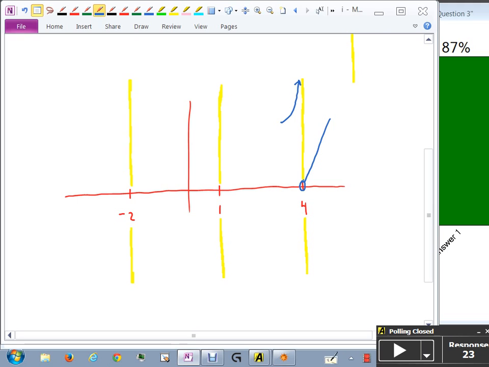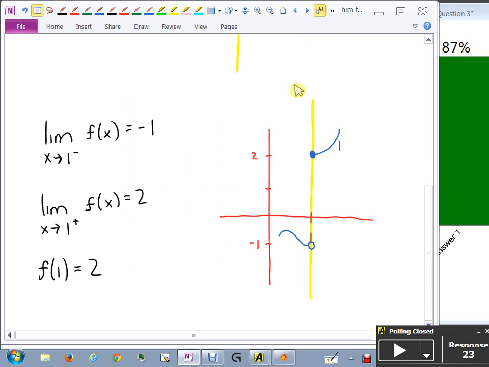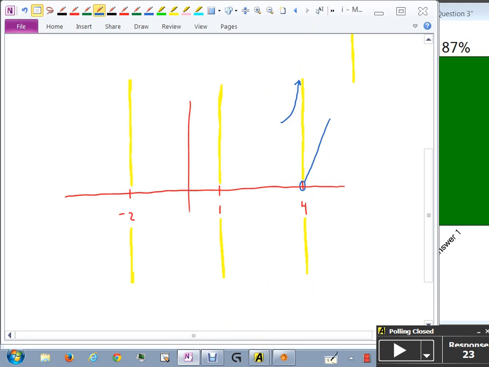At 1, from the left it went to -1. From the right it went to 2. So here's -1 and 2 on my y-axis. So from the left it was what? -1? From the right it was 2. What was the function's value at 1? 2, so we filled in that dot right there.